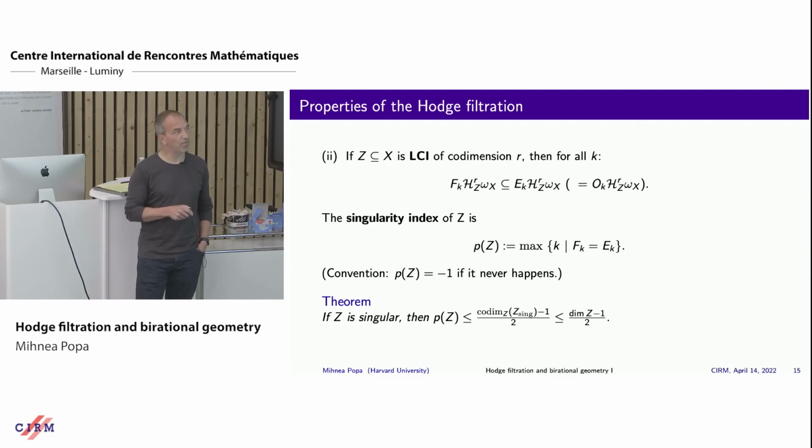There's kind of a uniform upper bound for the singularity index. Okay, so if you're singular, so it's not infinity, then it's bounded. That's what I'm trying to say. The singularity index of Z is less than or equal to (the dimension of Z minus 1) over 2. Okay, and in fact, there's something a little more subtle. It's actually less than or equal to the codimension of the singular locus.